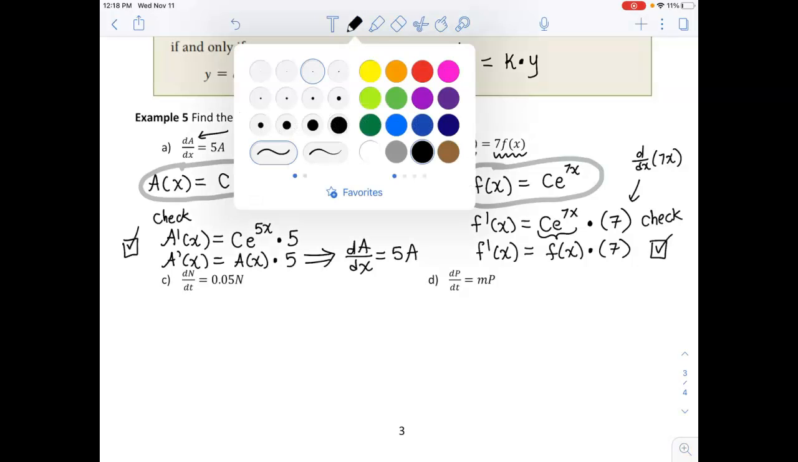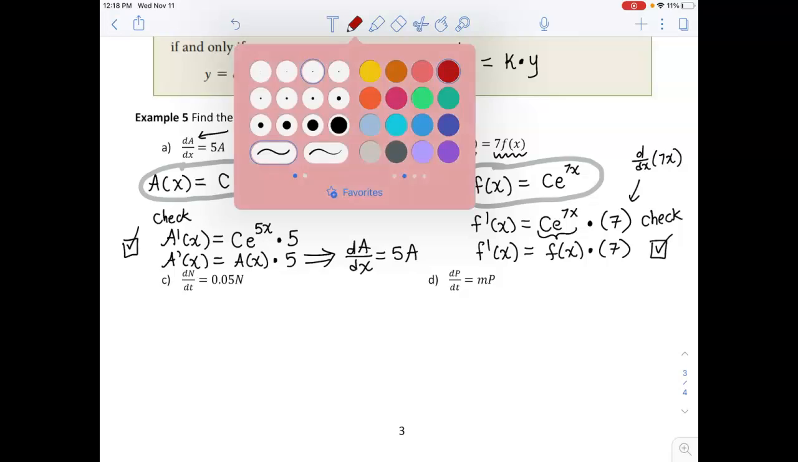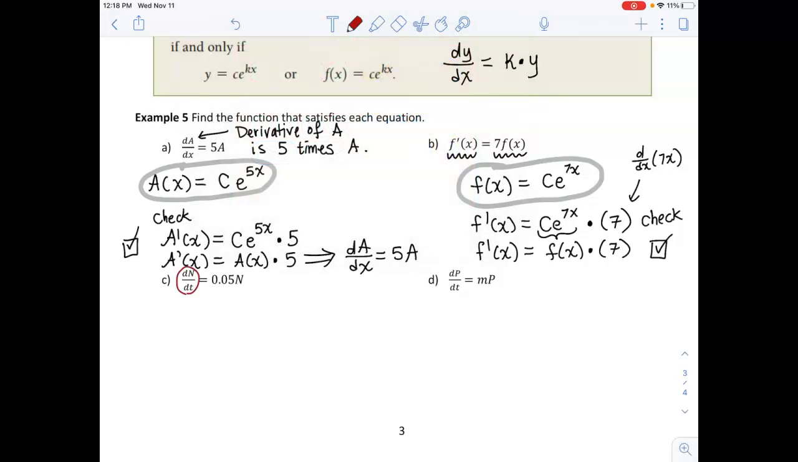All right, now let's take a look at this one. This is saying dN/dt, the derivative of this function. So the function is like N of t. The derivative of N of t is equal to 0.05 times N of t. That's what they are saying. So what kind of function is like that? So let's see. N of t must be c times e to the kt power, but k is 0.05.